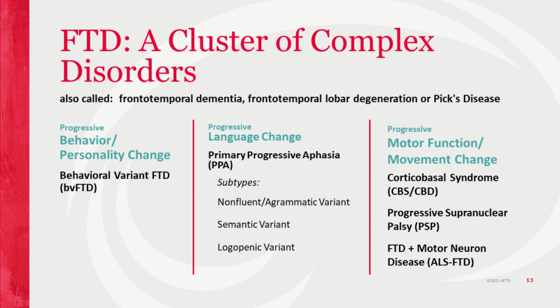So frontotemporal degeneration is not caused by a single disease, but by a cluster of complex disorders. There are three main clinical presentations of FTD: initial changes in personality and behavior, language and communication, or movement and motor skills. The names of the FTD subtypes or variants are behavioral variant FTD, which is the most common, up to 50% of cases of FTD, primary progressive aphasia, and the atypical Parkinsonisms, or the movement disorders of FTD. So we'll take a closer look at each of these subtypes.